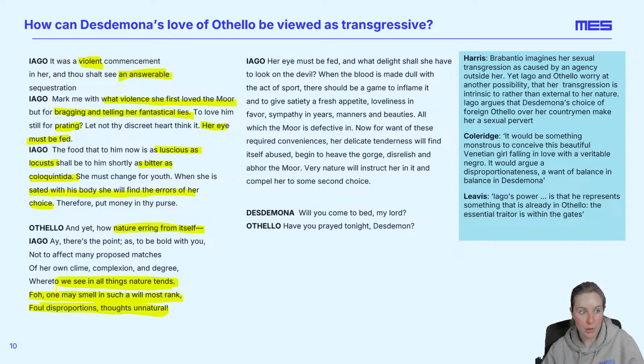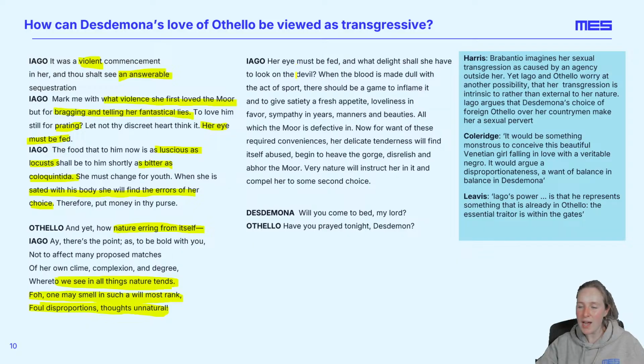We know what Iago thinks of Othello, that he thinks he's a devil, describes him as such. So this idea that he's steering him towards this idea of she went against everything, these proposed matches, in order to marry you. There must be something wrong with her, essentially, which is what Coleridge also implies in his criticism, which we'll see in a moment.